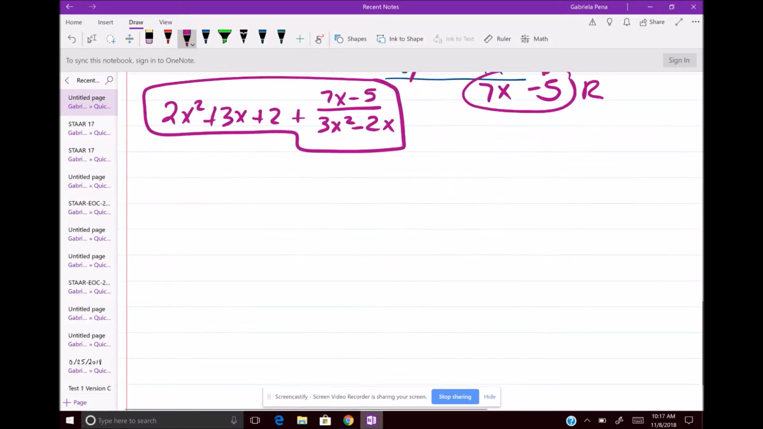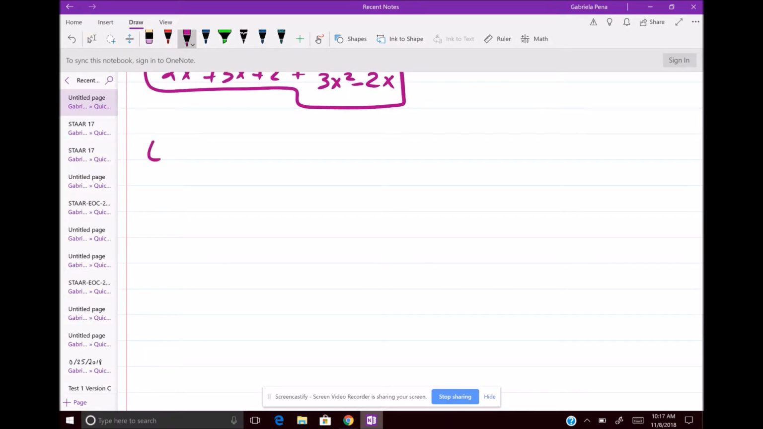Okay, so in example number 2, we're going to use synthetic division. It is a lot easier, but it cannot be used every time. It cannot be used every time, but I'm going to tell you when you could use it. But remember, if a problem specifies use long, you use long division. If it says use synthetic division.